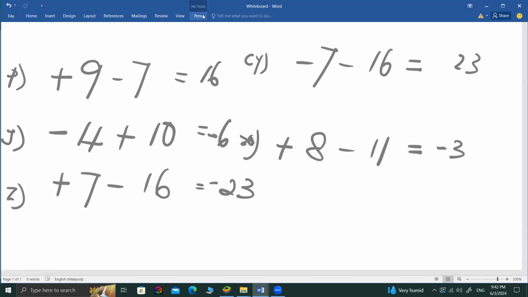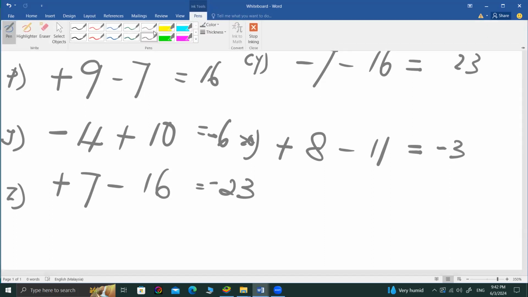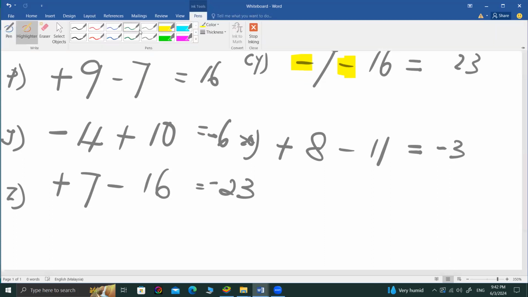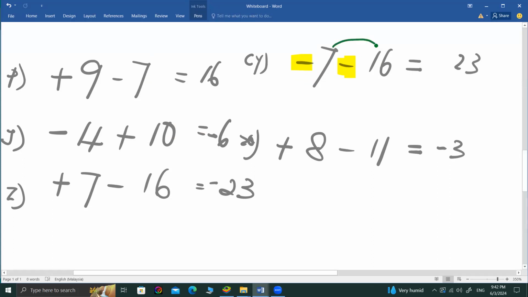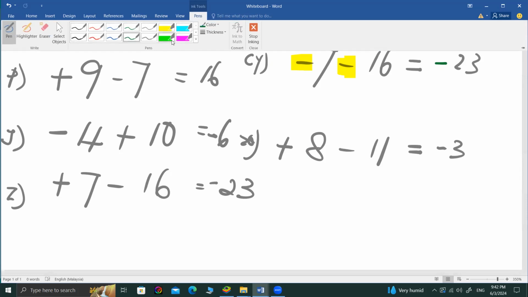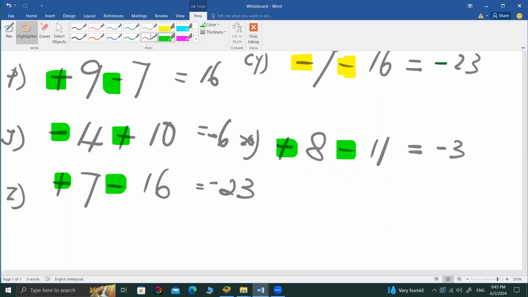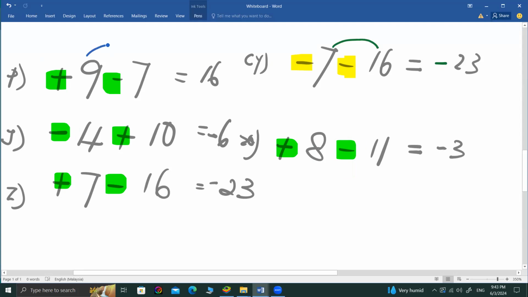Okay, class. Just now, what did I say? When the sign is the same, you add up, sign same, add up, but follow the sign. See, I said when the sign is the same, you add the numbers, but you follow the sign. Got it? And when the sign is different, you find the difference.